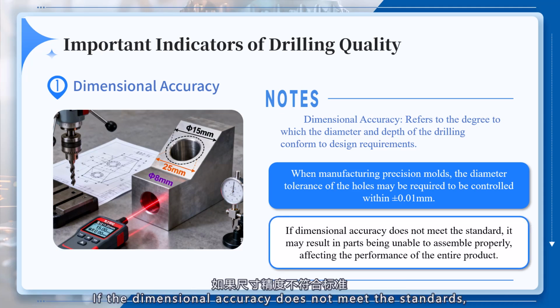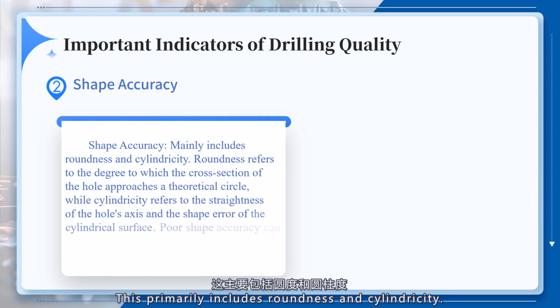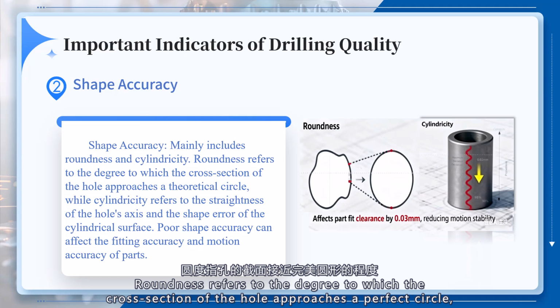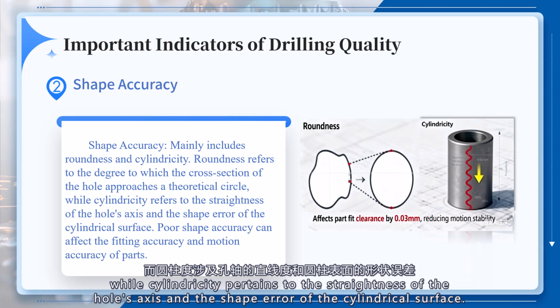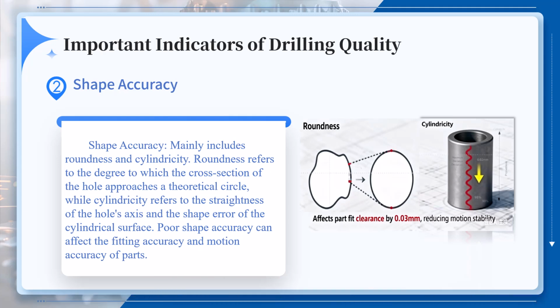If the dimensional accuracy does not meet the standards, it may result in parts not fitting properly, thereby affecting the performance of the entire product. Shape accuracy. This primarily includes roundness and cylindricity. Roundness refers to the degree to which the cross-section of the hole approaches a perfect circle, while cylindricity pertains to the straightness of the hole's axis and the shape error of the cylindrical surface. Poor shape accuracy can affect the fitting precision and the motion accuracy of parts.